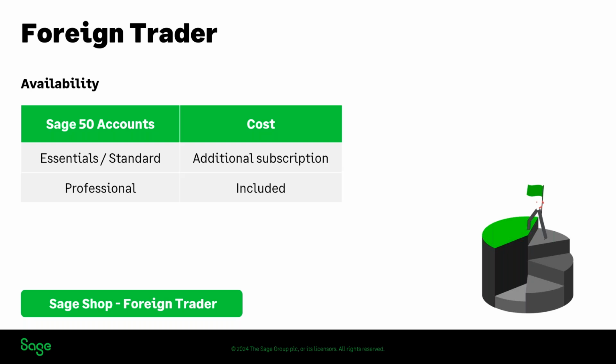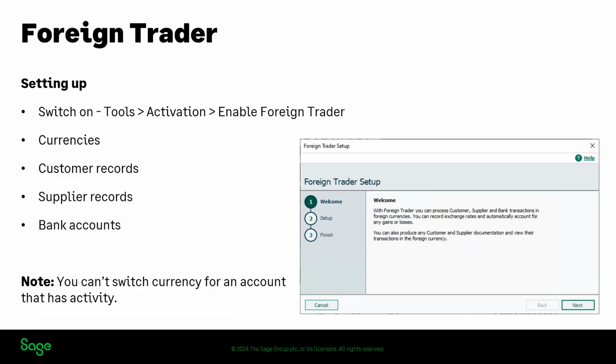Now, the foreign trader module has been around since 2013. I say 2013 in its current form, so it's been around for quite some time. Prior to that, there were limitations. For instance, it didn't work if you were on cash accounting, it wouldn't let you enable it, but these days it will work for that VAT scheme as well. Anyway, we'll get stuck into some demonstrations in just a second.